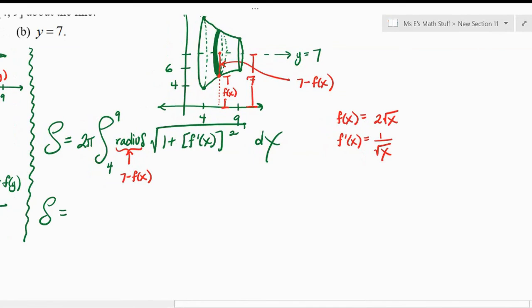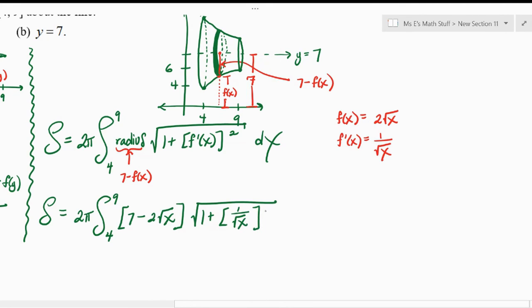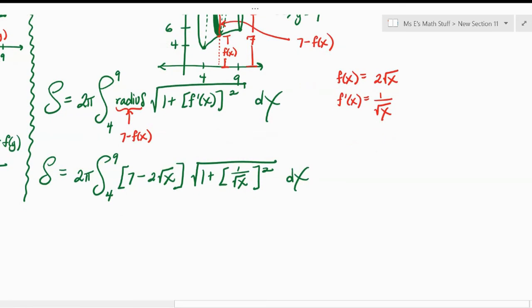Anyway, so then we'd end up with a setup of surface area is 2 pi times the integral from 4 to 9. The radius would be the quantity 7 minus 2 square root x. And then the arc length would be the square root of 1 plus f prime of x, which is 1 over square root x, squared. And then you could see squaring that out might be a good idea before you bother punching it into your calculator, just to have fewer things to keep track of. Anyway, make sure that you can punch that into your calculator and get your answer. You're not forgetting that 2 in the front, for example.